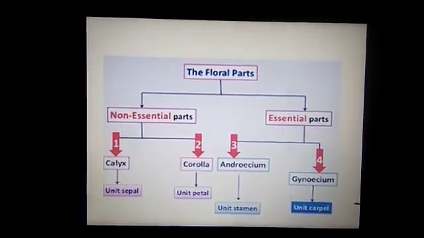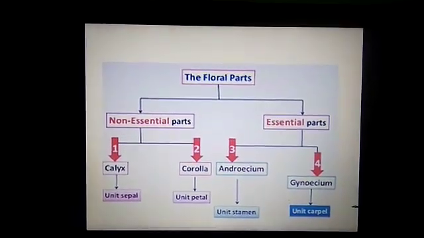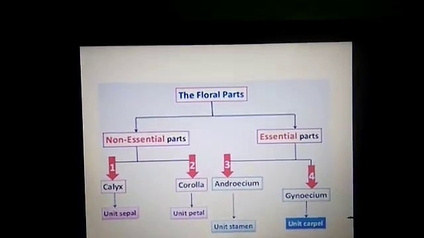Next, bracts. When a flower arises in the axil of a leaf-like structure, the structure is known as a bract. They may be green in color, and they are ordinary leaves.